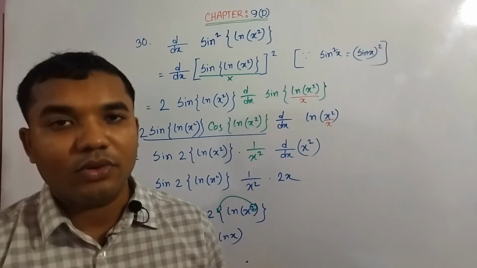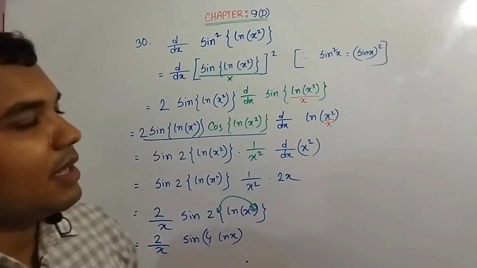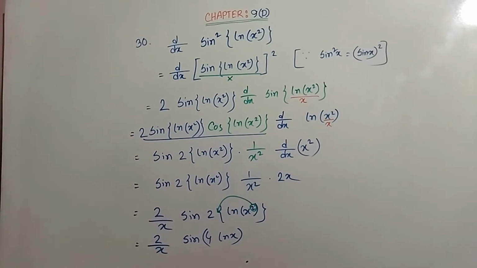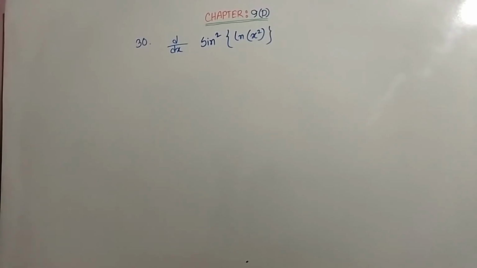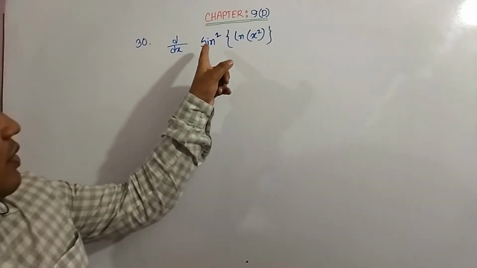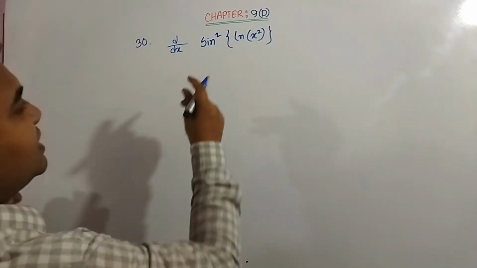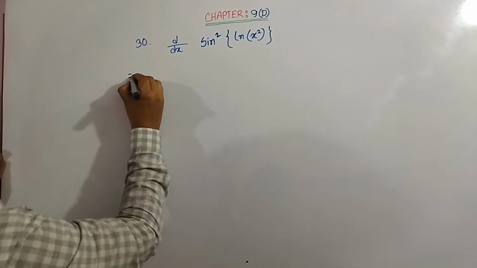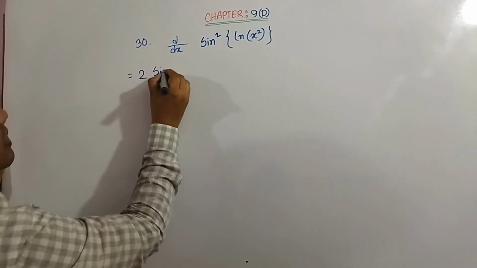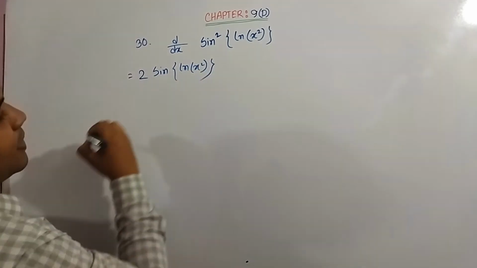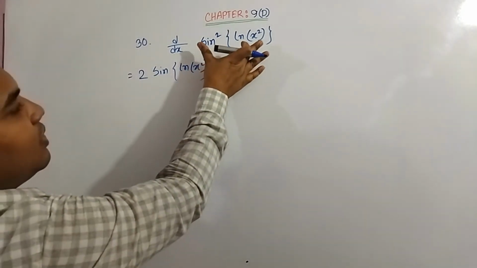Okay, let's have a look and let's try. Can you solve this math in one line? Let's try. Here we will first think that there is sine square of something, that's why we can say that must be sine x whole square. So we can write 2 sine ln x square. Okay, because we are thinking of all of that part.